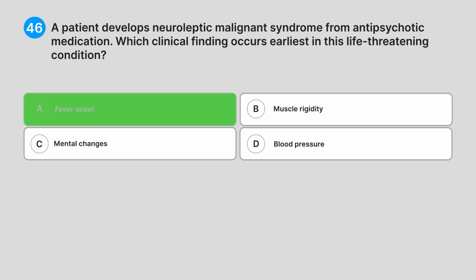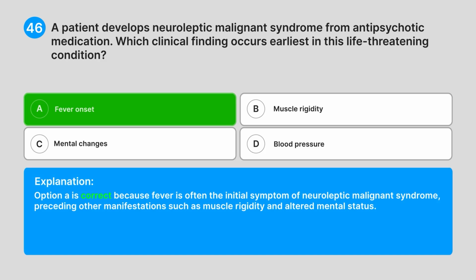Correct answer, A. Fever onset. Explanation: option A is correct because fever is often the initial symptom of neuroleptic malignant syndrome, preceding other manifestations such as muscle rigidity and altered mental status.